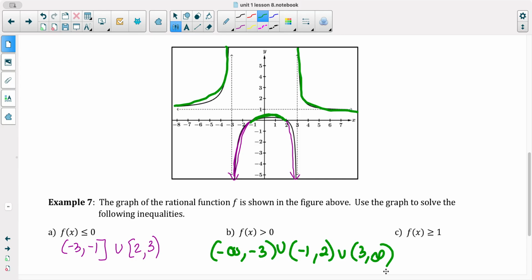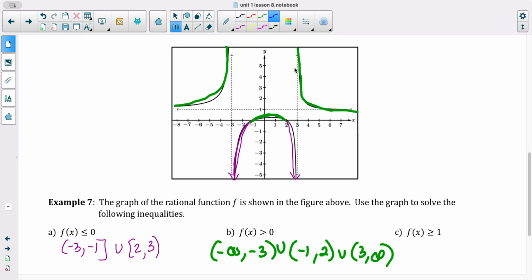Okay, now you'll notice that the only thing that would make this change is if I had an equal to, like greater than or equal to 0, and then this middle one would have brackets. The other two would still only have parentheses because you're not allowed to actually equal that -3 and +3.